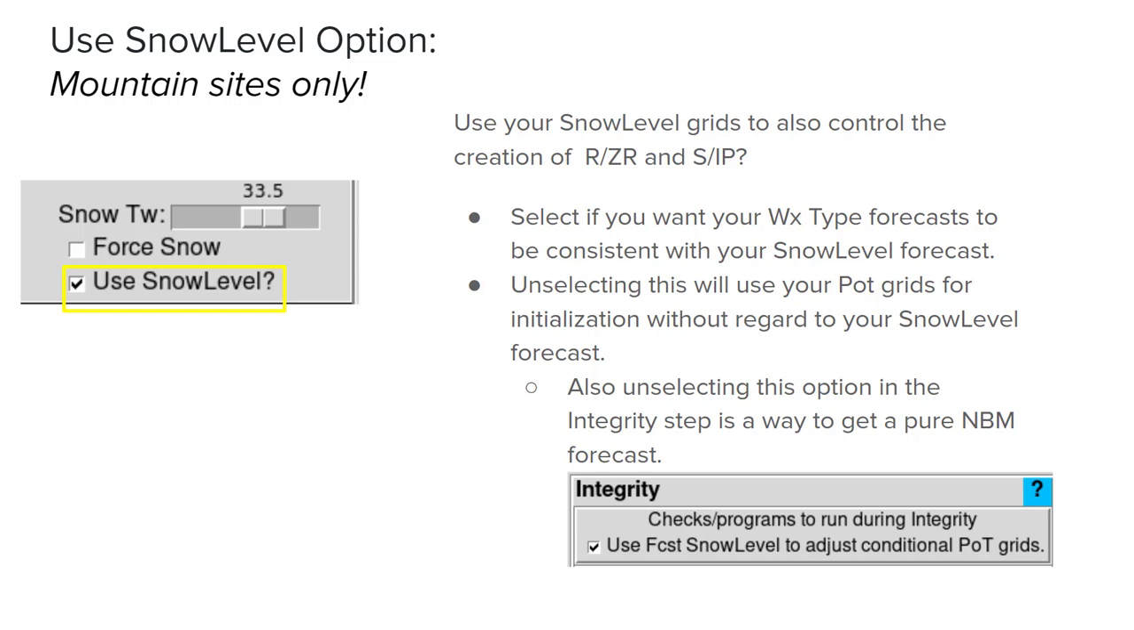What it's asking is if you want to use your snow level grids to guide the creation of rain and freezing rain and snow and sleet. By default, it is selected and the weather type forecast will be created so that it's consistent with your snow level forecast. Unselecting this will use just your pot grids for initialization, and therefore you could have snow below or rain above your forecast snow level height. If you were to also unselect this box in the integrity step, that is a way to get a pure NBM forecast for your weather type grids.